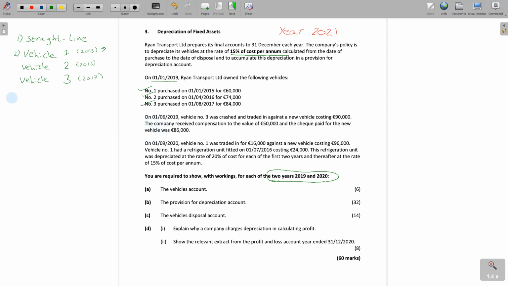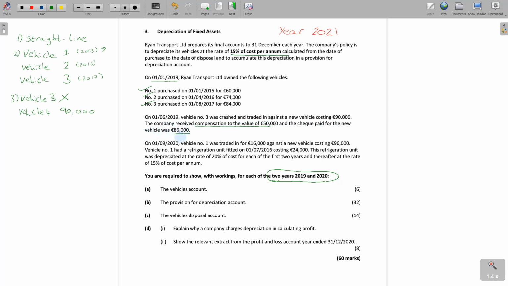So number 3, this is the first adjustment. On the 1st of the 6th, the 1st of June 2019, vehicle number 3 was crashed and traded in against a new vehicle costing 90,000. So X, we're getting rid of it. Then we have vehicle 4, 90,000. The company received compensation to the value of 50,000. And the cheque paid for the new vehicle was 86,000.